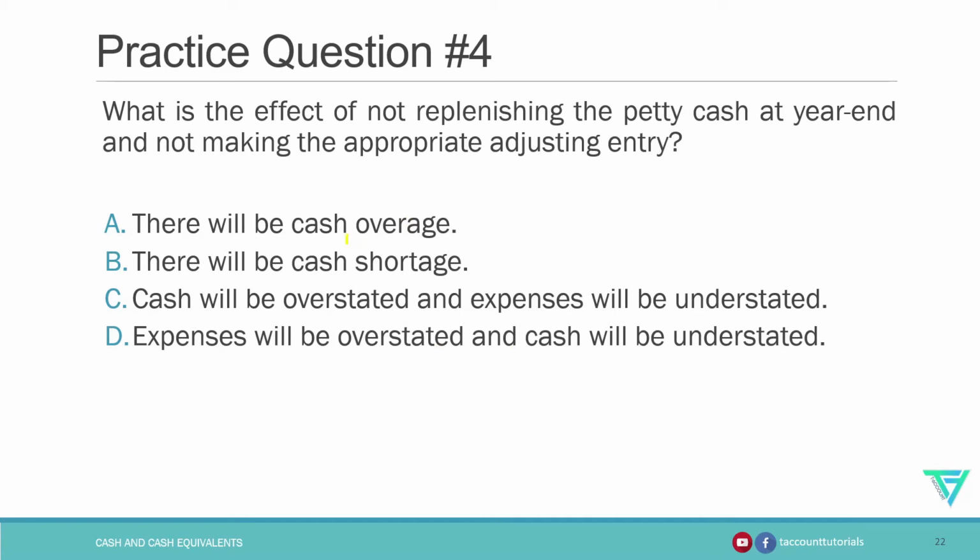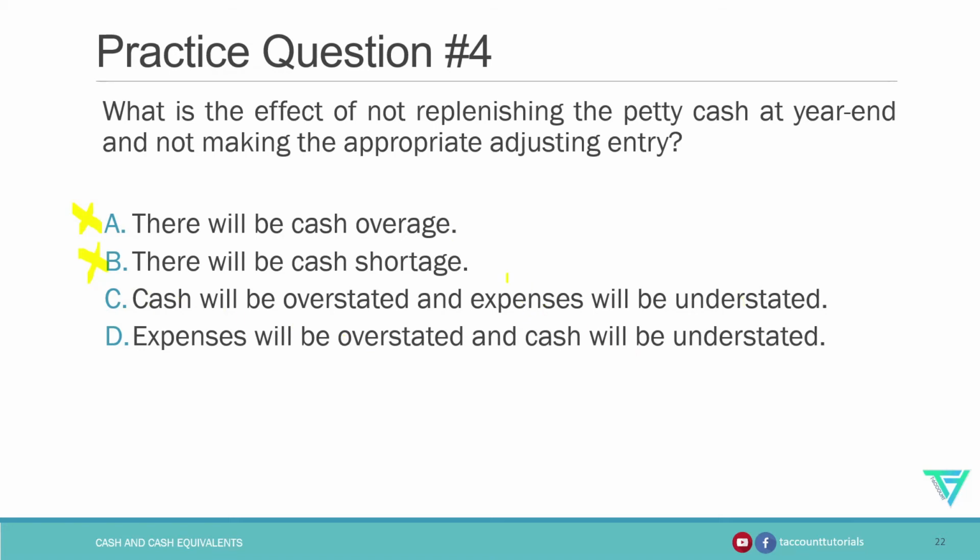So we cannot determine whether there is an overage or shortage just because the petty cash is not replenished. There is not enough information to determine cash overage or cash shortage. So these are already incorrect answers. Letter C and letter D are just opposites.